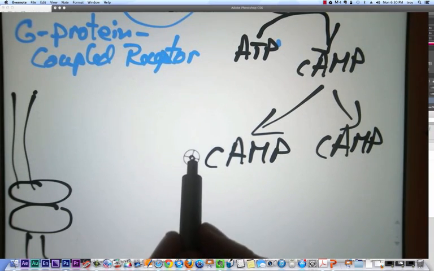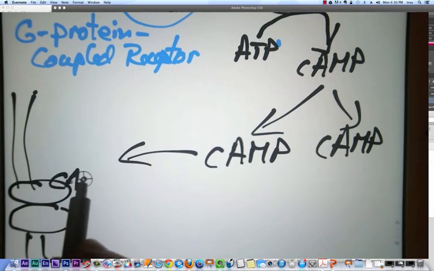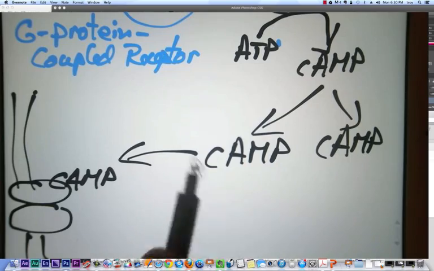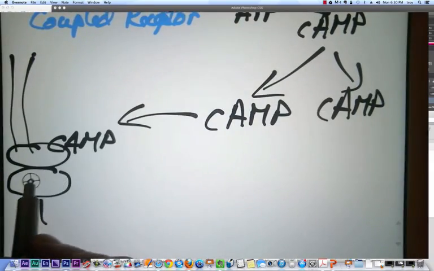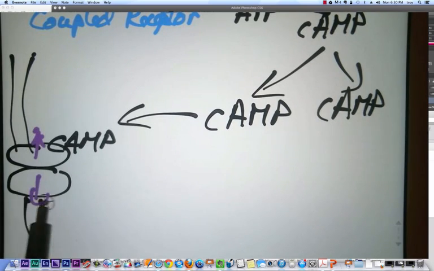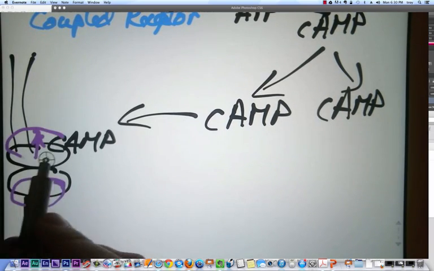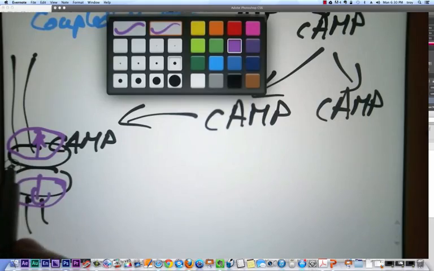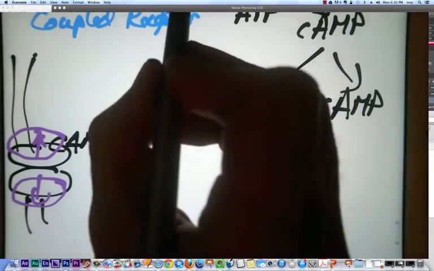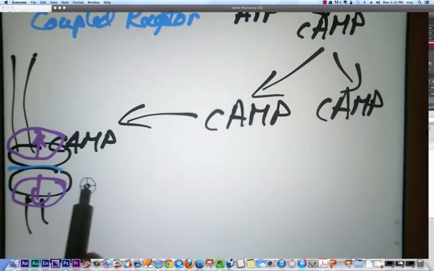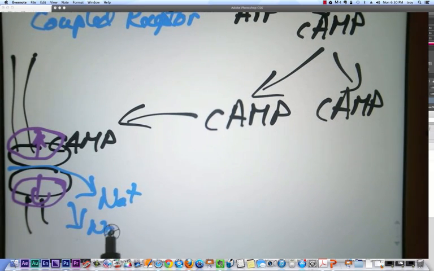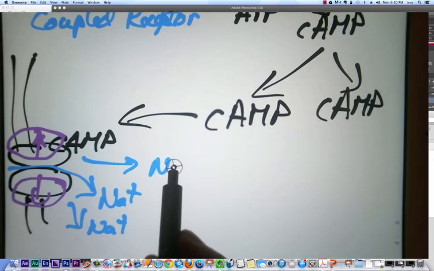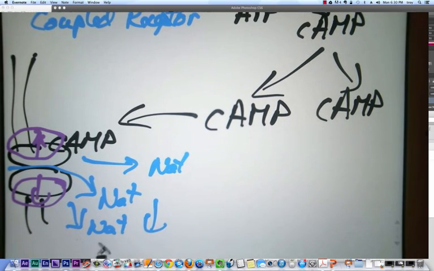can bind to a channel and cause that channel to open. So with cyclic AMP bound, sodium can enter the cell. And again, that sodium can start an action potential.